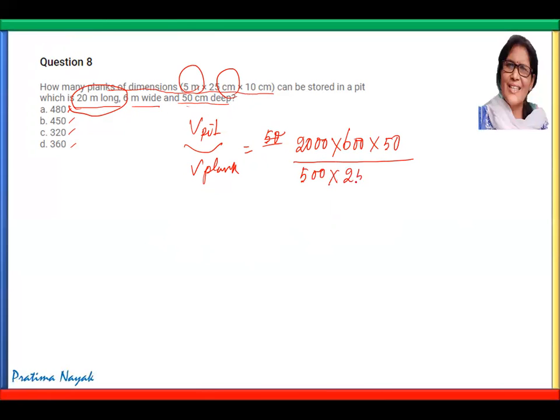25 centimeter, no need of converting. 10 centimeter, no need of converting. Now you have to cancel. So this is equal to 5. Then I'll cancel 2 zeros. 5 4 times, 5 5 times. Then it will be 120. So what is the answer? Answer is 120 multiplied by 4. How much? 480. So answer is A.